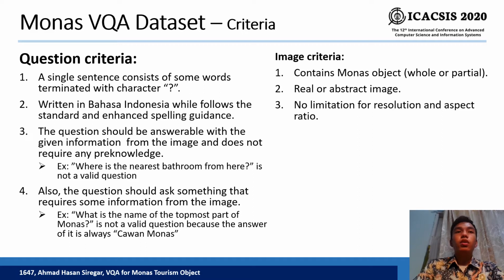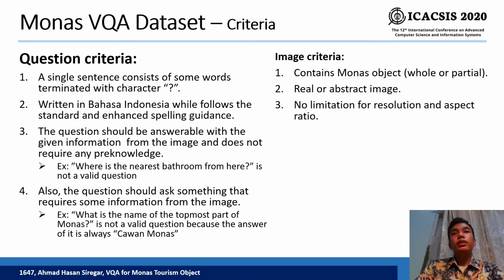For example, where is the nearest bathroom from here is not a valid question because the model would have to know where all the bathrooms are located. The image doesn't give that information. The fourth criteria, the question should ask something that requires some information from the image. For example, what is the name of the topmost part of Monas is not a valid question because the answer is always Cawan Monas.